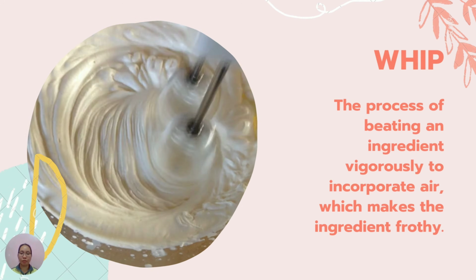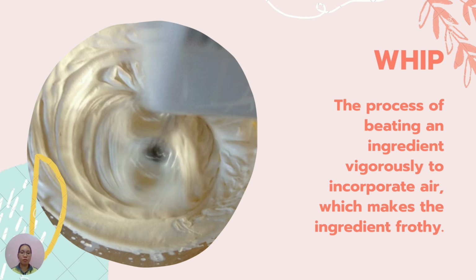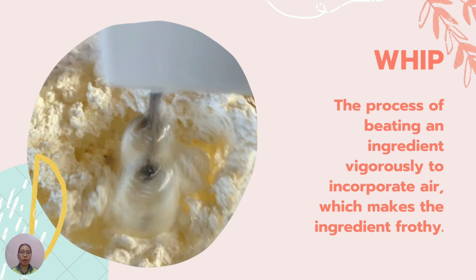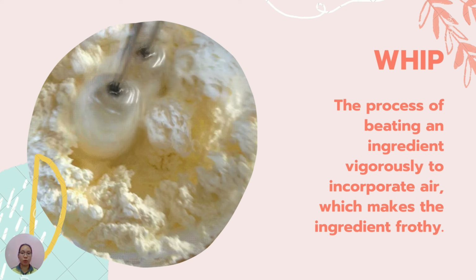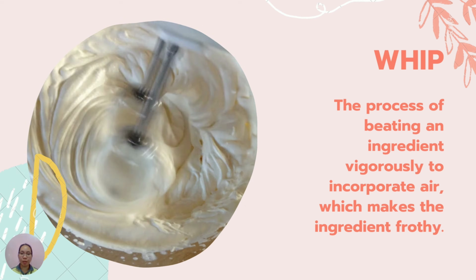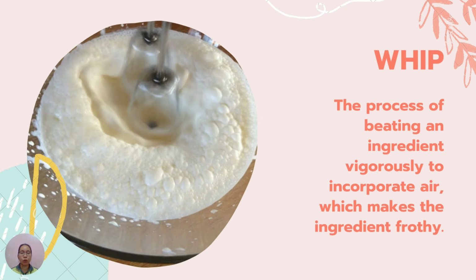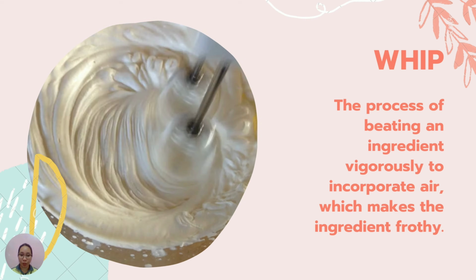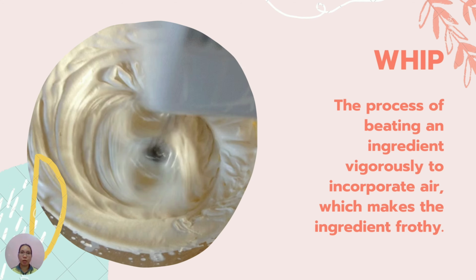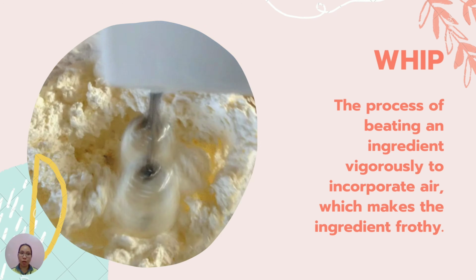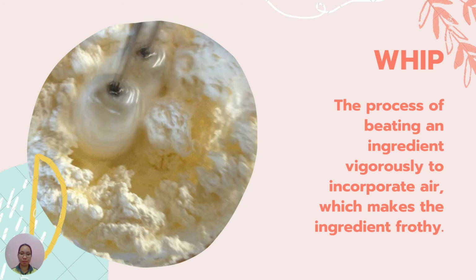And then we also have the whip. This is the process of beating an ingredient vigorously to incorporate air, which makes the ingredient frothy. In the kitchen, you whip an ingredient to add air into it to provide the body or the texture. Basically, we use a hand mixer or a large version of a whisk.